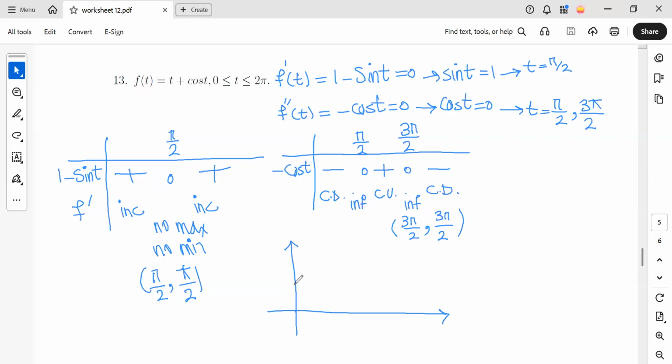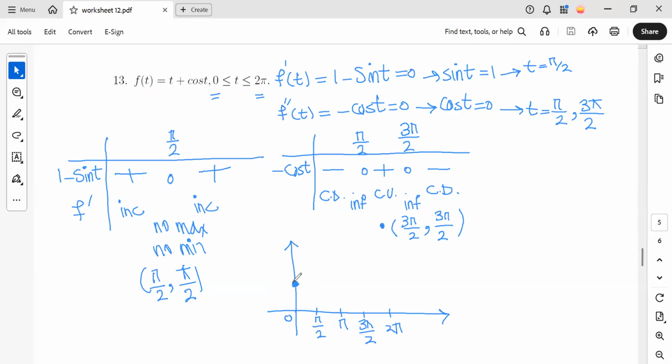Starting at 0 and 1, because if we plug in 0, we usually find these two amounts. So at 0 it is 1. If this is pi over 2, pi, 3 pi over 2, and 2 pi, and you plug in 2 pi, you would get 2 pi plus 1, maybe somewhere here.